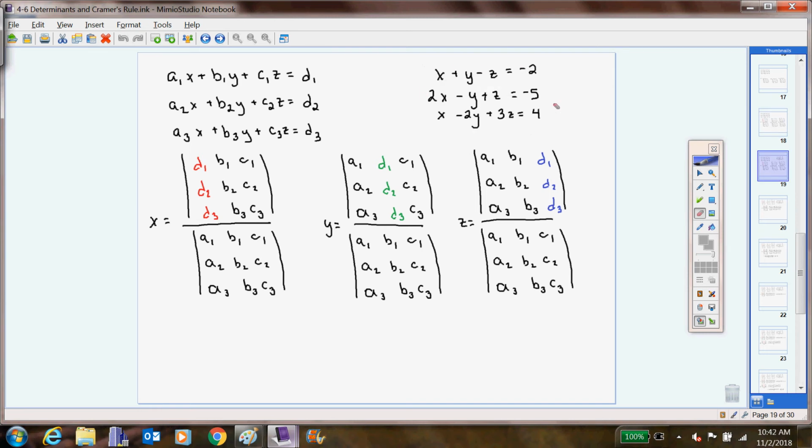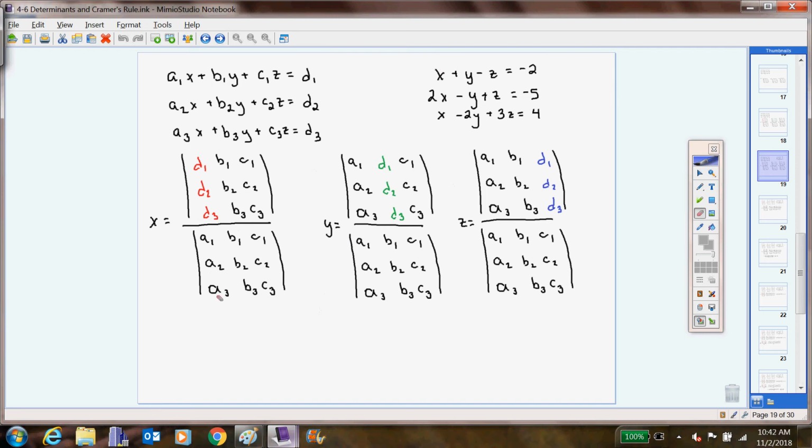So we have here a system of three equations and three variables. And so we want to plug in all of these numbers, all the ones and negative ones and the other numbers. The trickiest thing is being very careful to put the right number in the right spot.